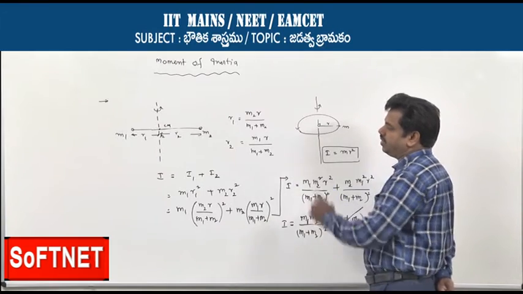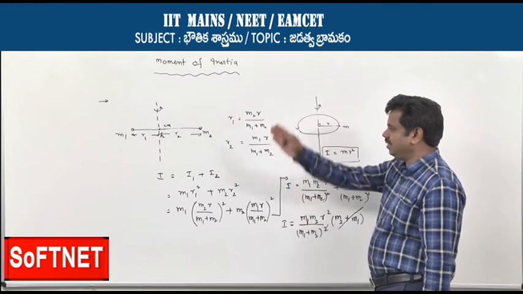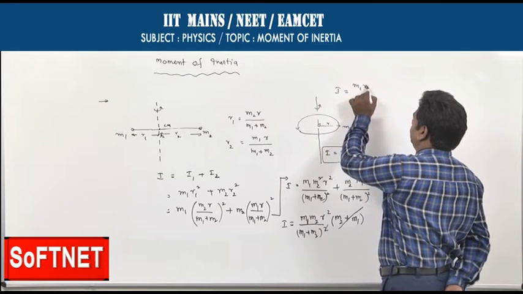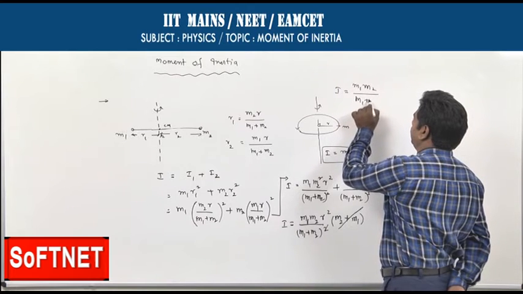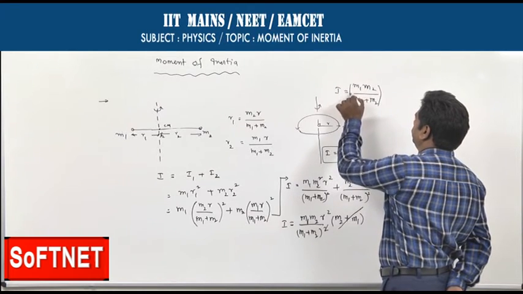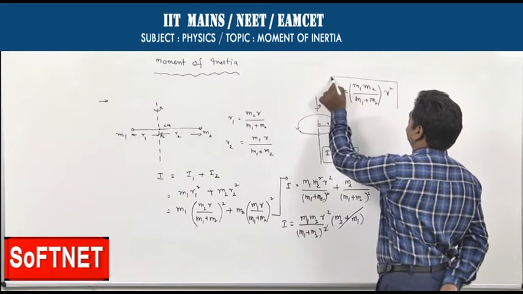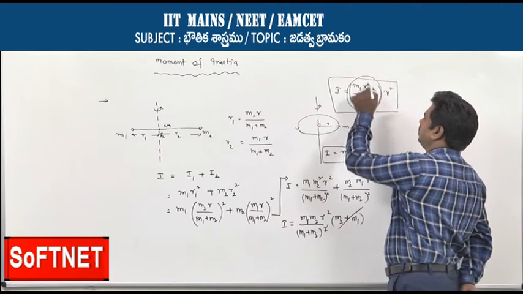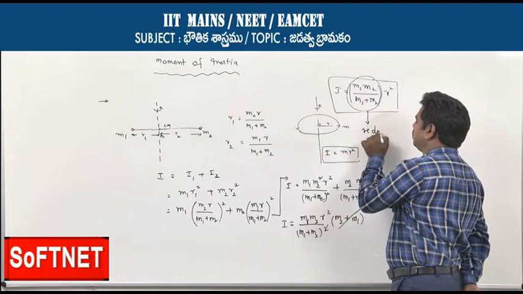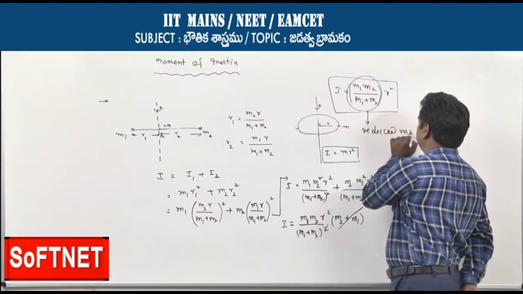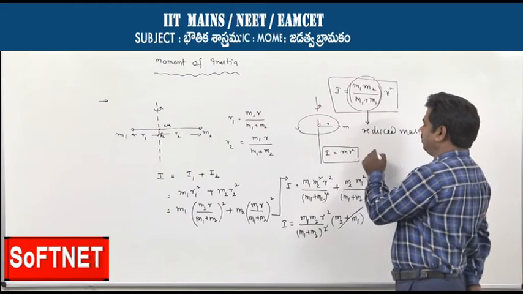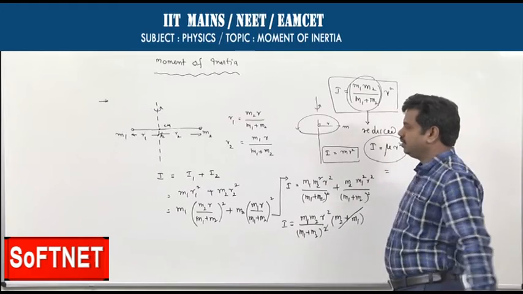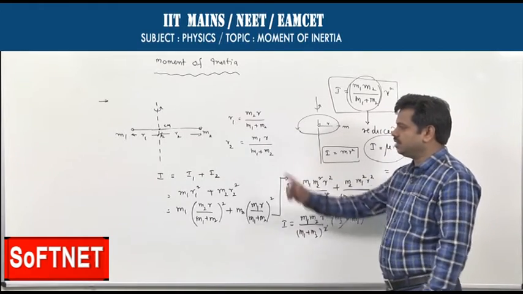Finally, the moment of inertia of this system of particles about that axis you will get as I is equal to m1 m2 by m1 plus m2 into r square. You had better remember the value of this one also. This is actually called the reduced mass. That is, I is equal to, simply we can write, mu r square. So this is the moment of inertia of that system of particles.